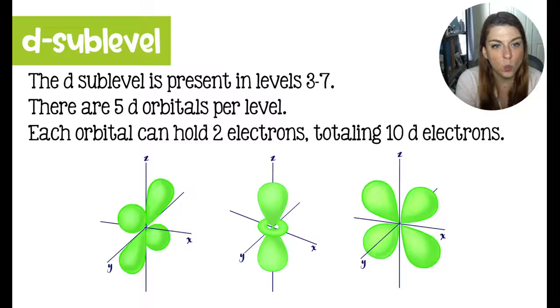There are 5 d orbitals holding a total of 10 electrons. So again, the center chunk is called the d block. And if you count, it's 10 elements wide. That's how you can remember that there's 10 d electrons.